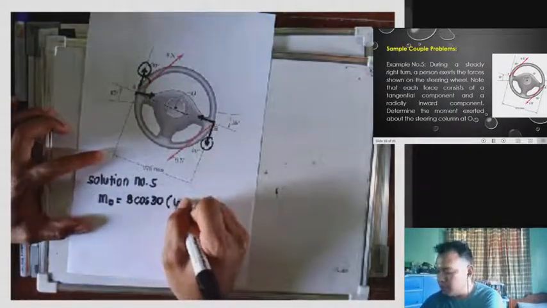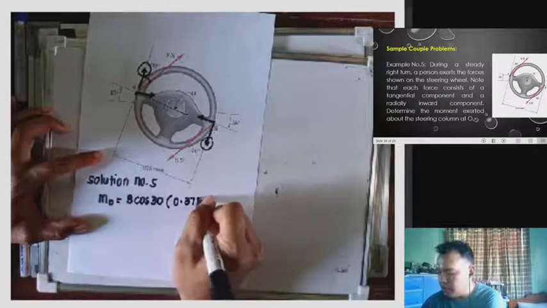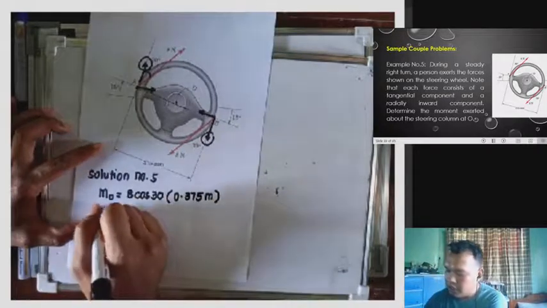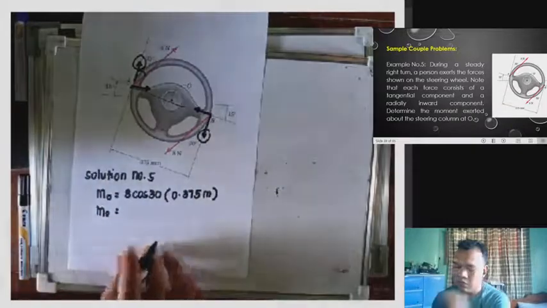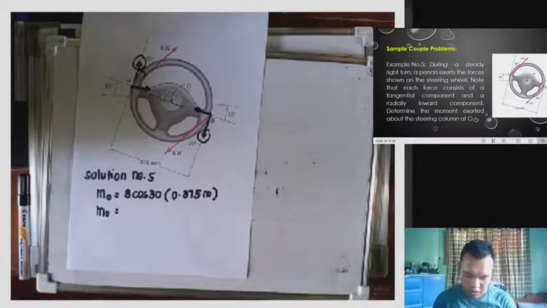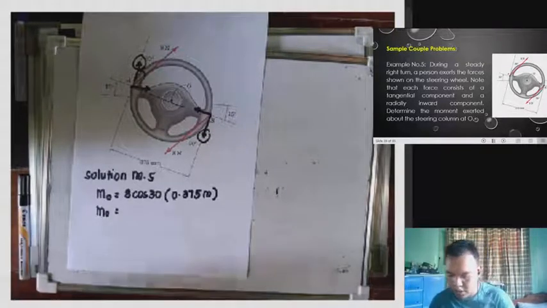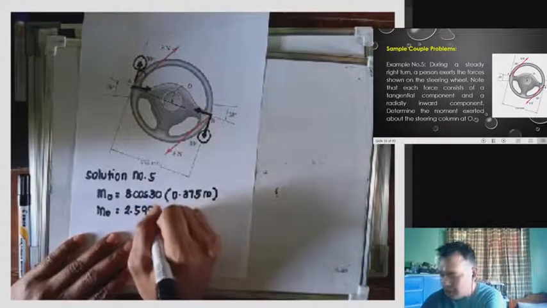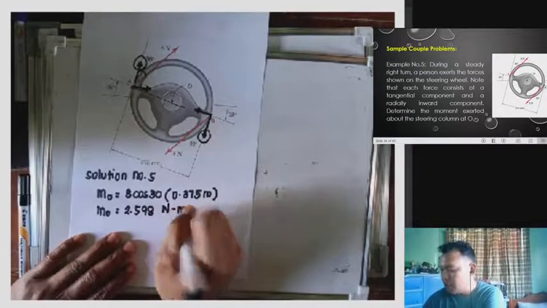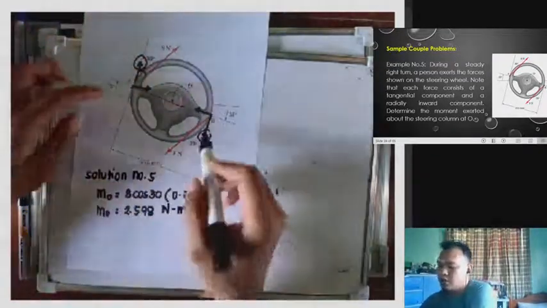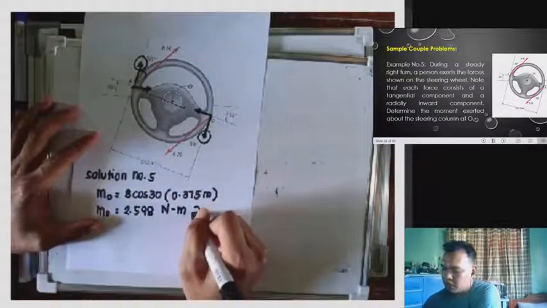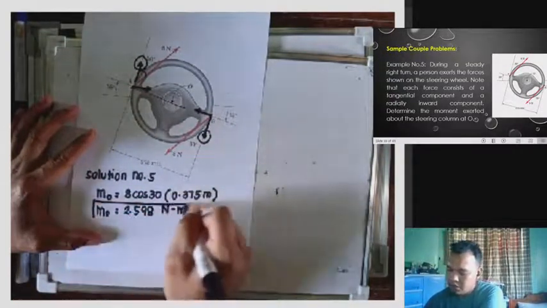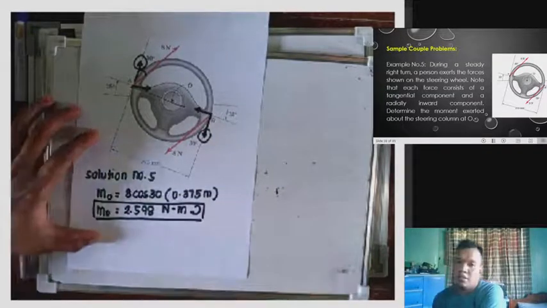So, pwede natin sabihin 0.375 meter. Therefore, MO, the moment at O, is equivalent kay 8 cosine 30 times 0.375, 2.598 Newton meter. Yung location po is pagganan ng ikot, ibig sabihin clockwise. Yan po yung sagot. Di ba madali lang siya?